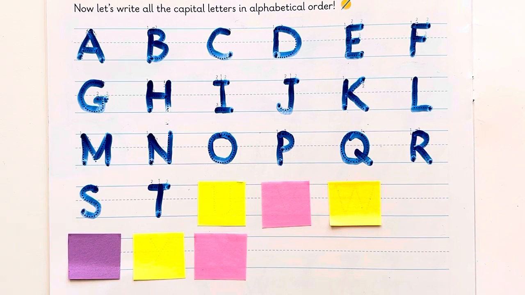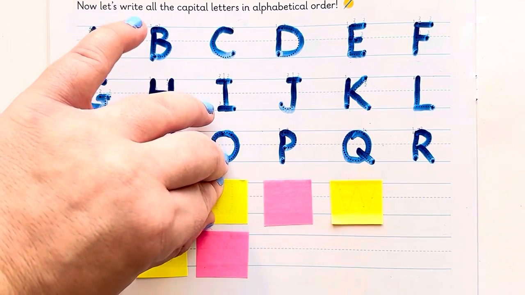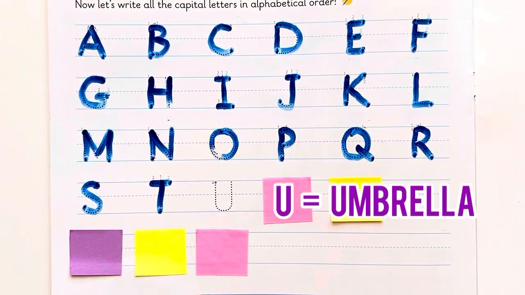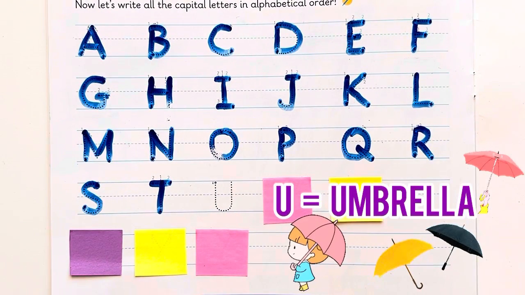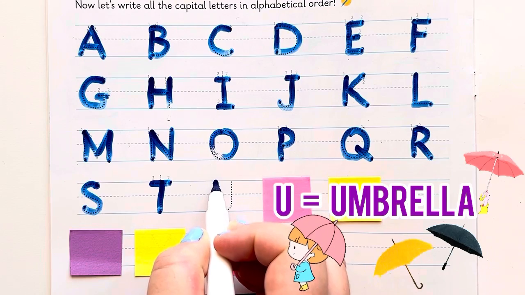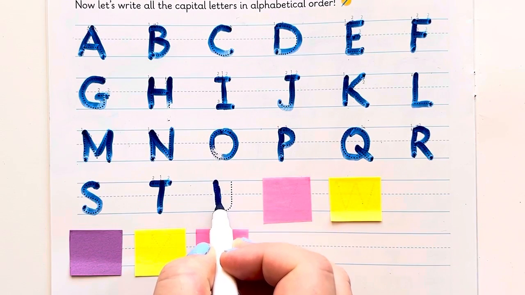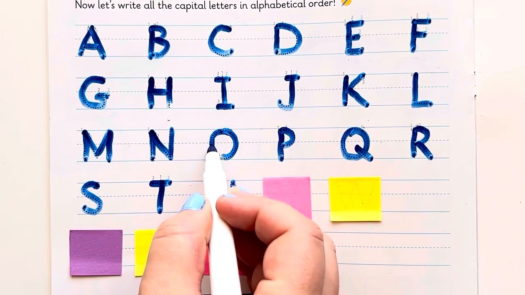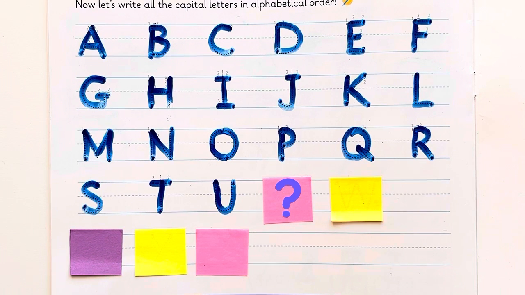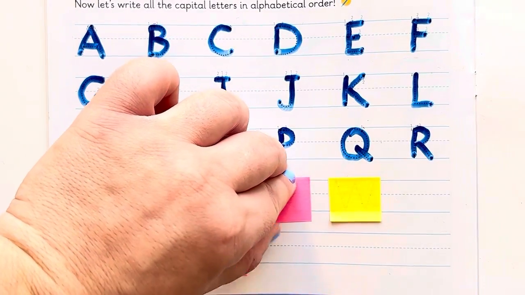Is the letter U. Well done. The letter U for umbrella. The letter U is a curved line. Which letter comes after the letter U? Is the letter V. Well done.